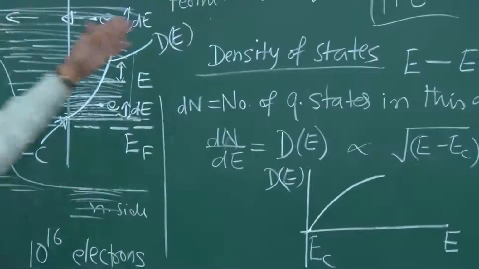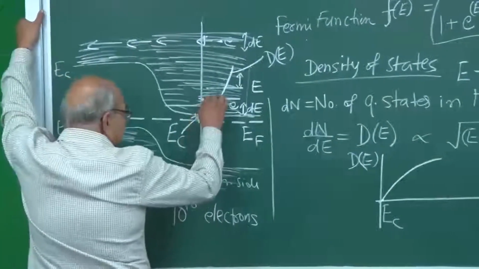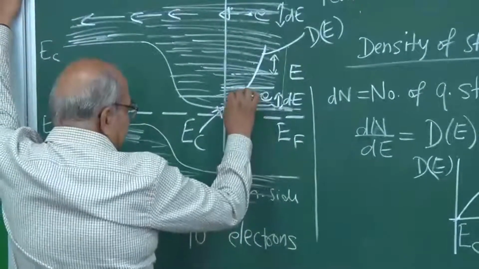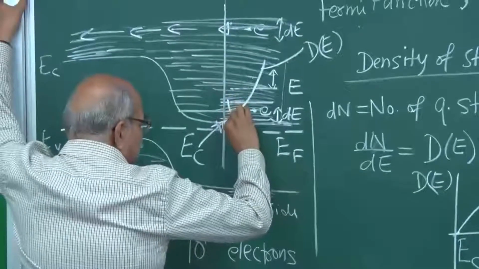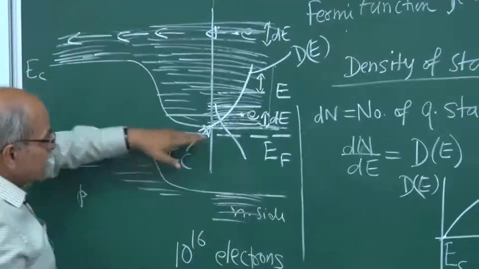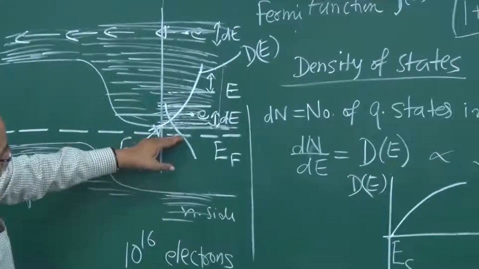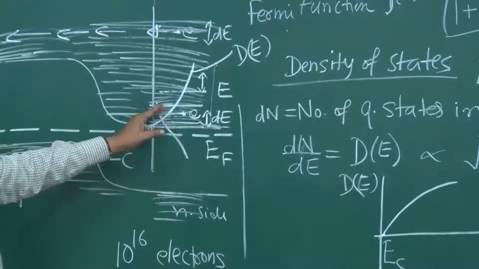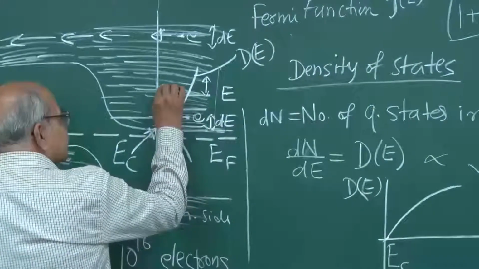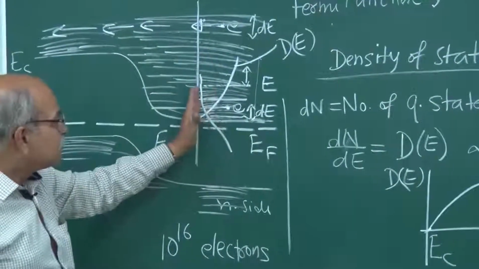And what happens to this probability on the same graph? In this graph, if I plot, it will be like this. Say at EF it is half, and then it decreases as you go up like that. So that is how the Fermi function looks like. You go away from the Fermi energy, your probability decreases, and then it becomes almost 0. So look at this. You are going up, the probability is decreasing.